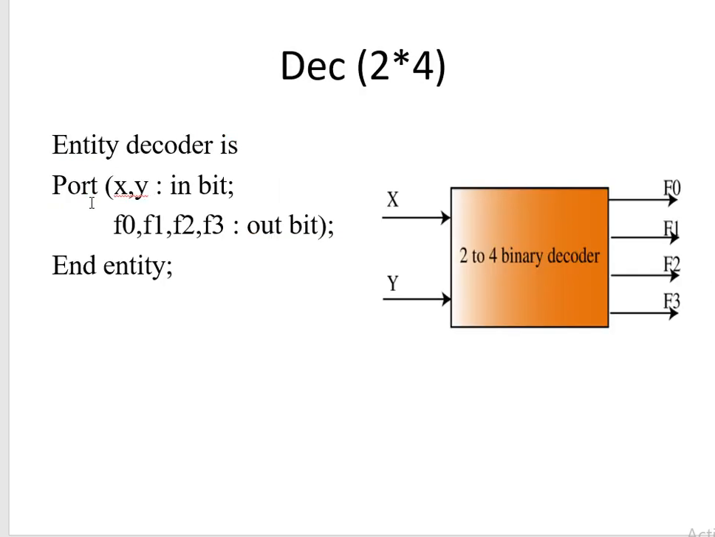And another example is a decoder circuit. This decoder circuit is 2 to 4. It means that we have 2 inputs and 4 outputs. Okay, for definition of this, we must write entity decoder, for example, is port X and Y. X and Y, both of them are input, then in bit. F0, F1, F2, F3, all of them will be out bit and end entity.